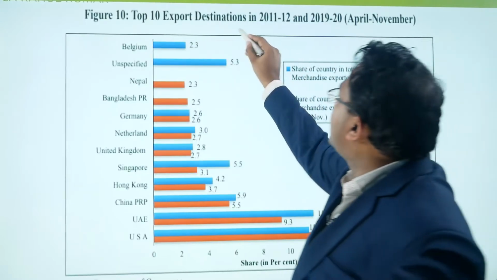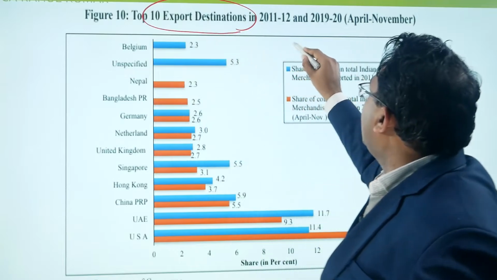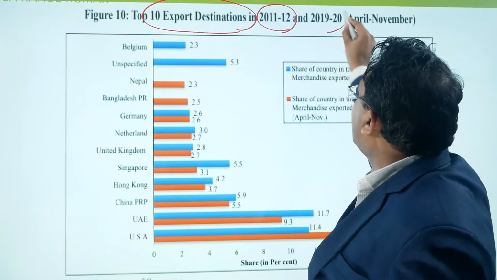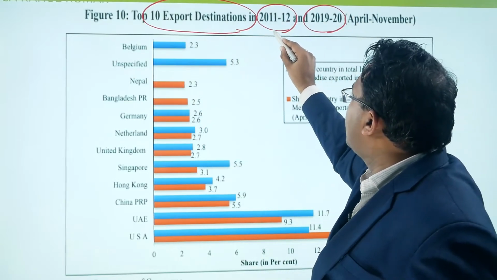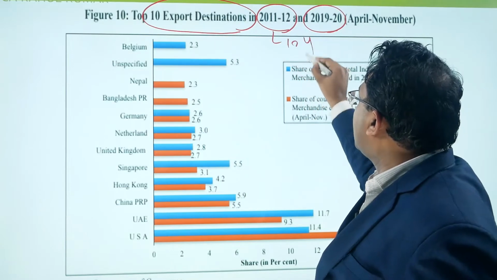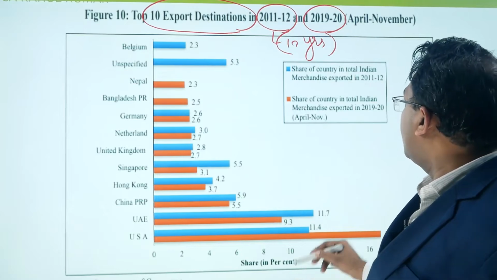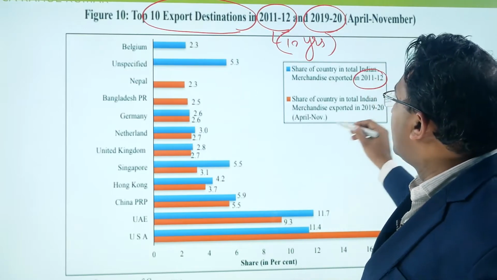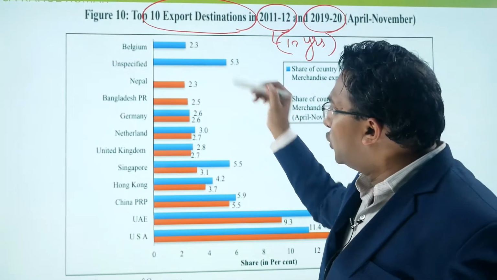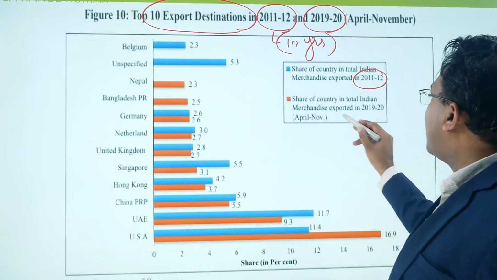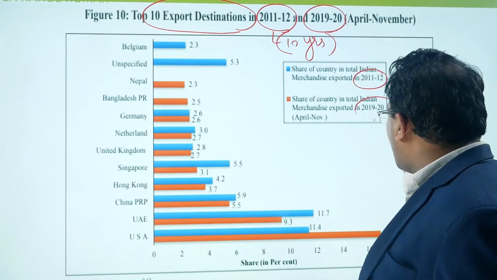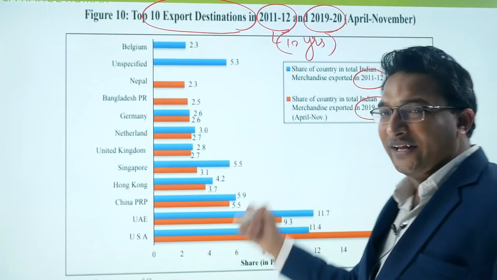Top 10 export destinations in 2011-12 and 2019-20. So there is a gap of 10 years. In the 10 years, is there a change? Let us see. In 11-12, this is represented in the blue bar, and in 19-20, this is represented through the orange bar.